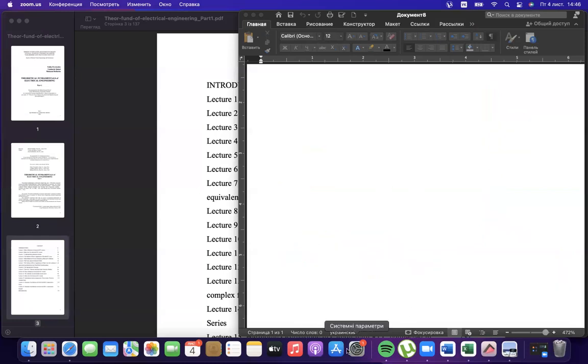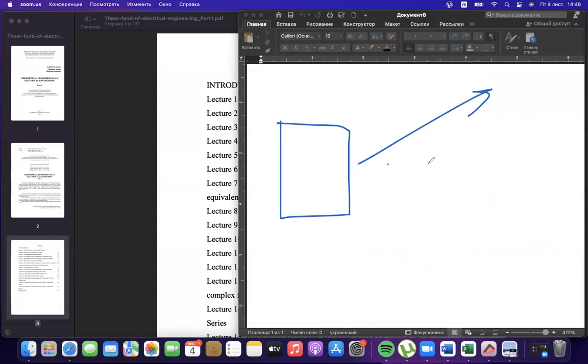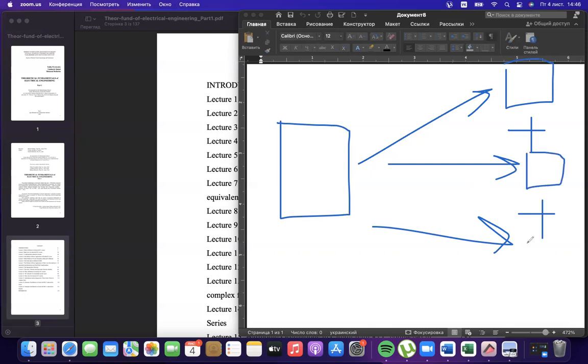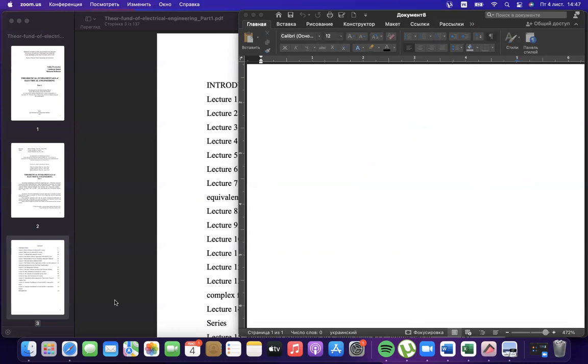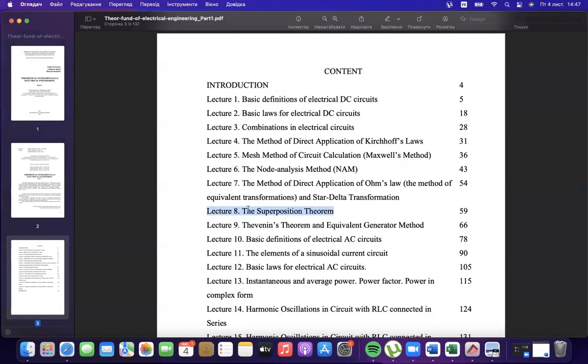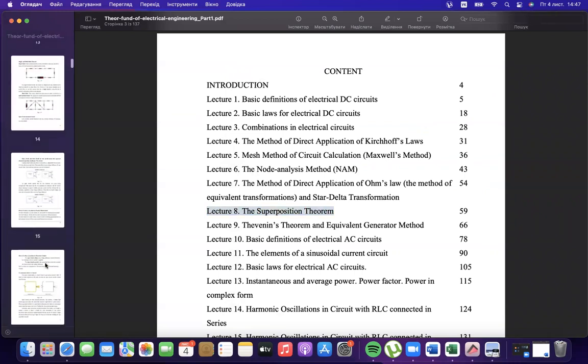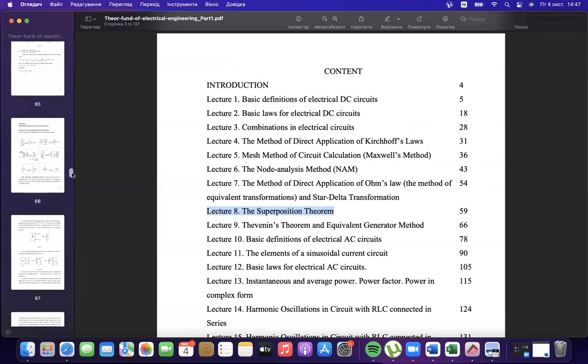So there are lots of applications. It is a very useful method in engineering practice, but the main idea is to represent something complex as a sum of simple tasks. For example, 3, 4, or 5 simple tasks in general will be much easier to deal with than calculating the initial one. Okay, that is the main overview. For now, for our case, it will be superposition of direct sources.